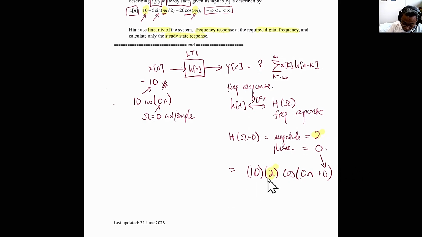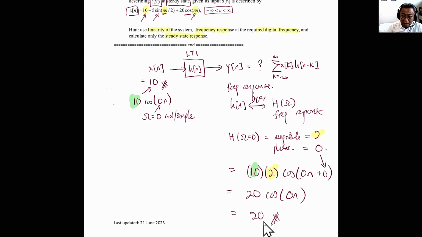What about the original input? Let me draw in a different color. This is the 10 for the input. So 10 remains, multiplied by the gain at that frequency. The frequency is omega equals 0 and the phase shift is also 0. So the final answer is of course 20 cosine 0n, but cosine 0n is also 20 cosine of 0 is 1. So basically when the input is 10, through the system the output is 20.